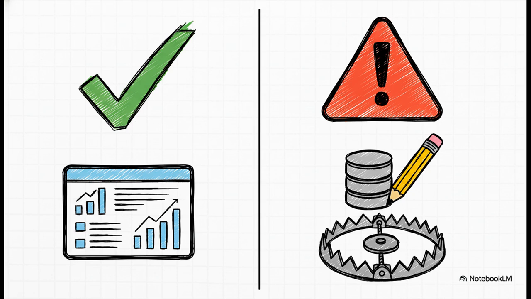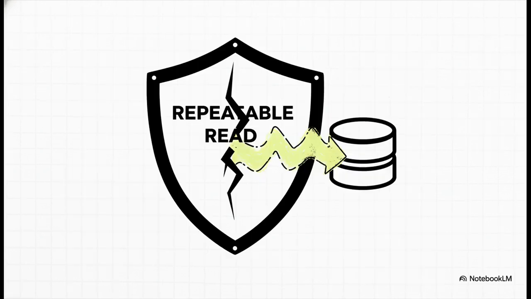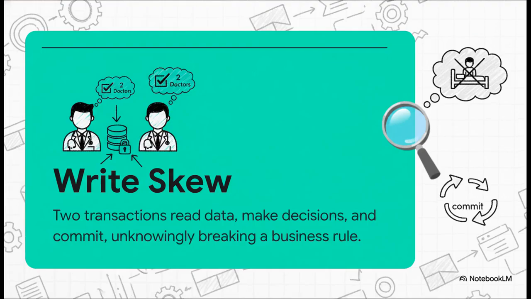Not so fast. While it's fantastic for things like reporting, it hides a really sneaky and dangerous trap when it comes to writing data. And here it is. This is the big one that catches so many people off guard. Repeatable read is vulnerable to a nasty little thing called a serialization anomaly, but you'll usually hear it called write skew. So what on earth is write skew?